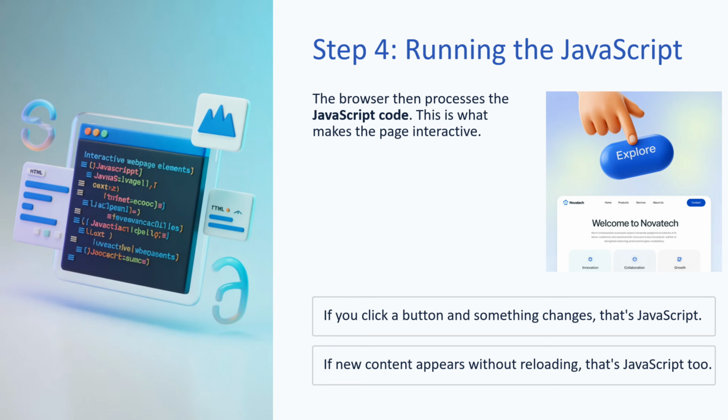Step 4 is running the JavaScript. The browser then processes the JavaScript code. This is what makes the page interactive. If you click a button and something changes, that is JavaScript. If new content appears without reloading, that is JavaScript too.